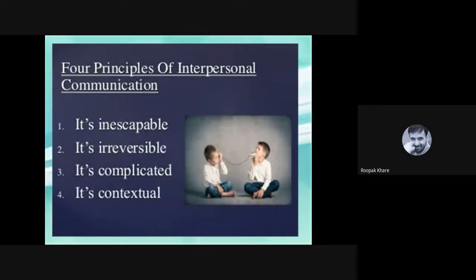Irreversible. Once it is done, you cannot reverse it. Once you have said something, that's why they say you should judge your words, weigh your words before you speak anything. So it is irreversible. Once it is done, it is done. It's complicated. There are so many aspects to it: verbal, non-verbal, situations, occasions, time, everything, pitch, tone, voice. It is very complicated, the interpersonal communication, and it is contextual. In what context are you talking? It could have different meanings altogether.